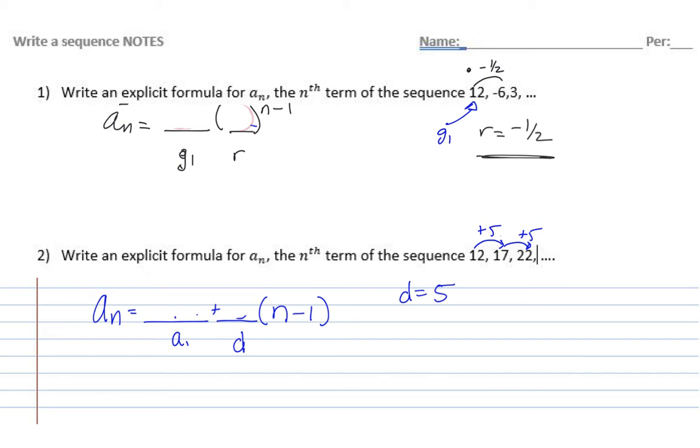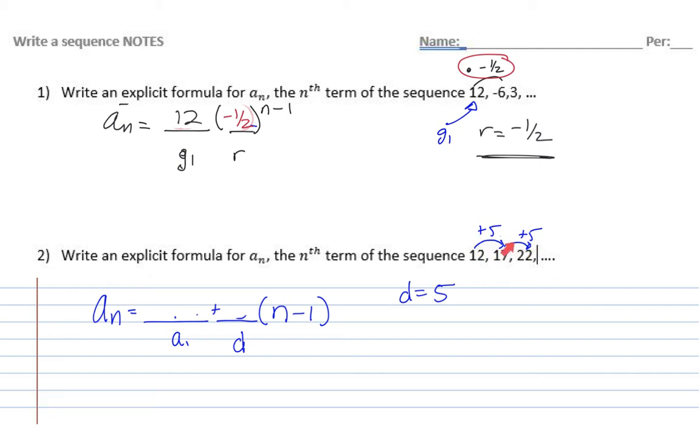So that's your R. All you have to do is substitute in your values. Your G1 is your first number, which is 12, and your R is this number right here, -1/2. And then you're done.